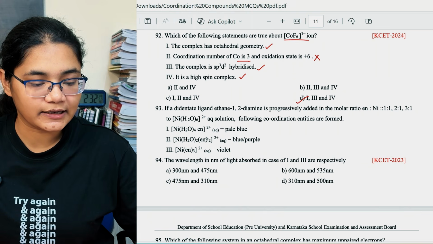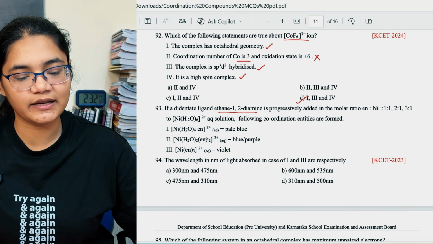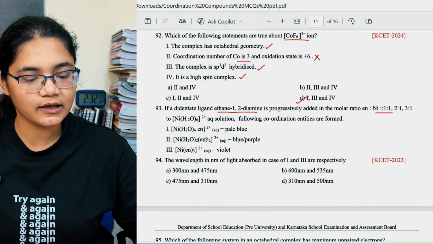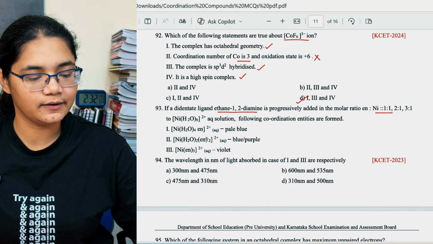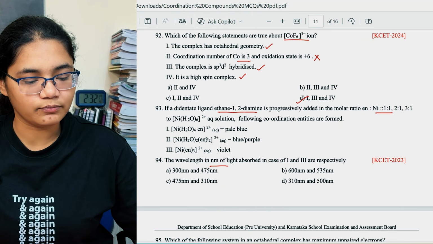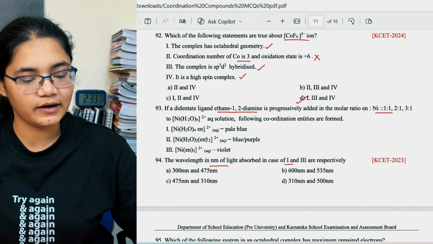Next, if a didentate ligand ethane-1,2-diamine is progressively added to nickel, the following coordination entities are formed, right? The wavelength in nanometers of the light absorbed in 1 and 3.